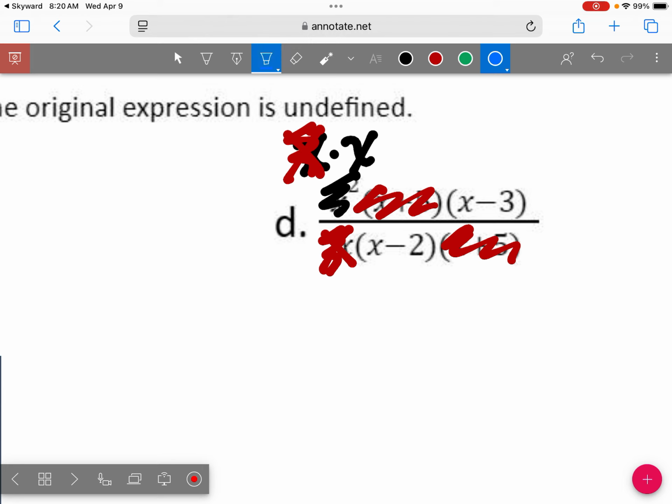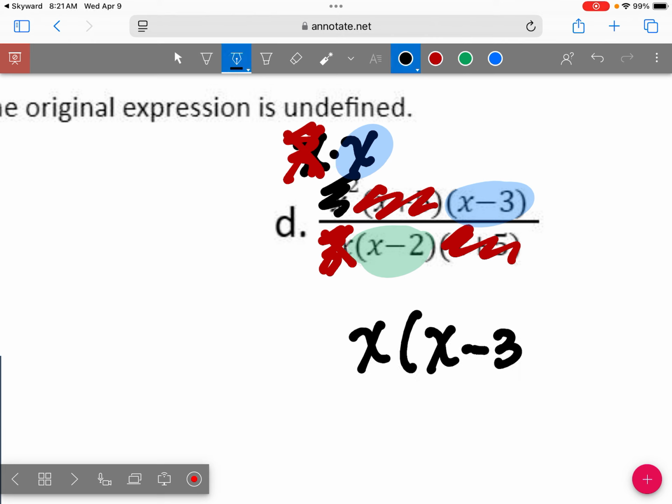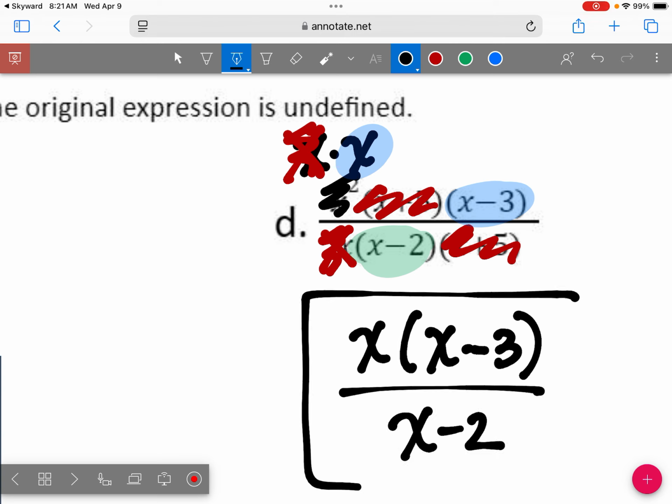So what I'm left with is an x and an x minus 3. That's upstairs. Downstairs is just an x minus 2. So my final answer would be x times x minus 3 over x minus 2. So we factor first, and then we simplify.